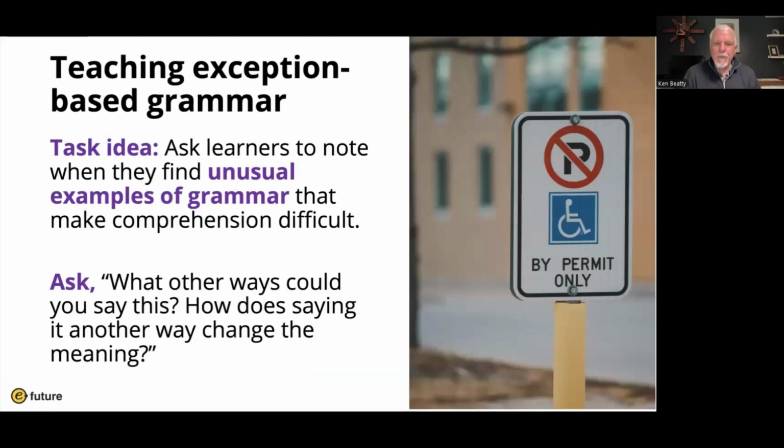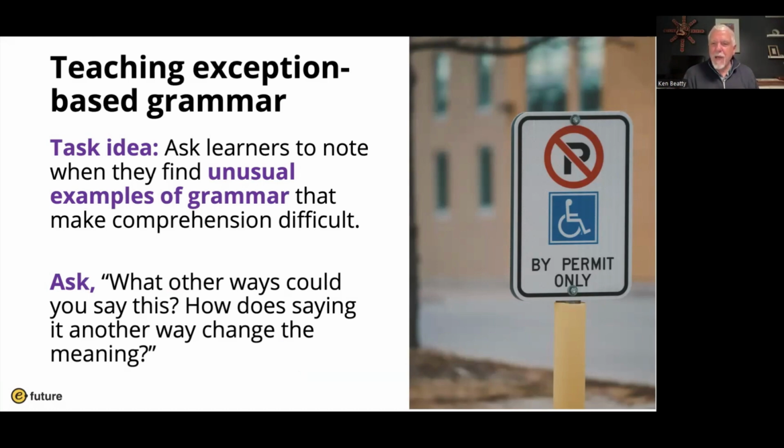So what can you do? Ask learners to note when they find unusual examples of grammar. So again, okay, class is over. This weekend, though, try to find some unusual examples of grammar that make comprehension difficult. Ask, what other ways could you say this? How does saying it another way change the meaning?